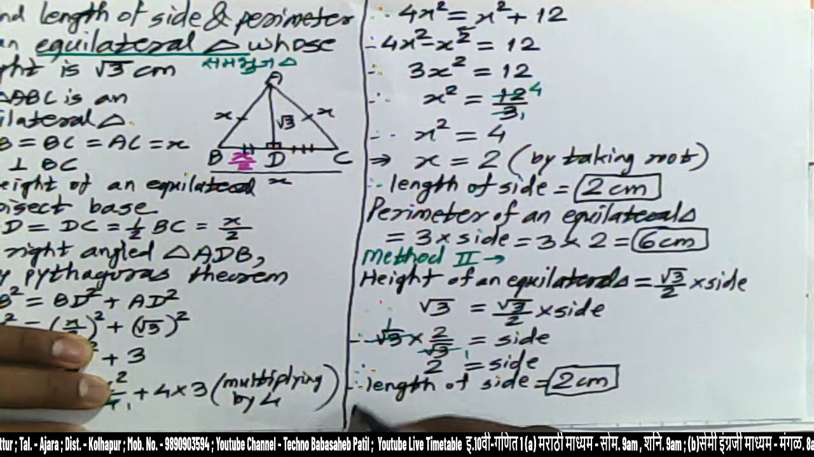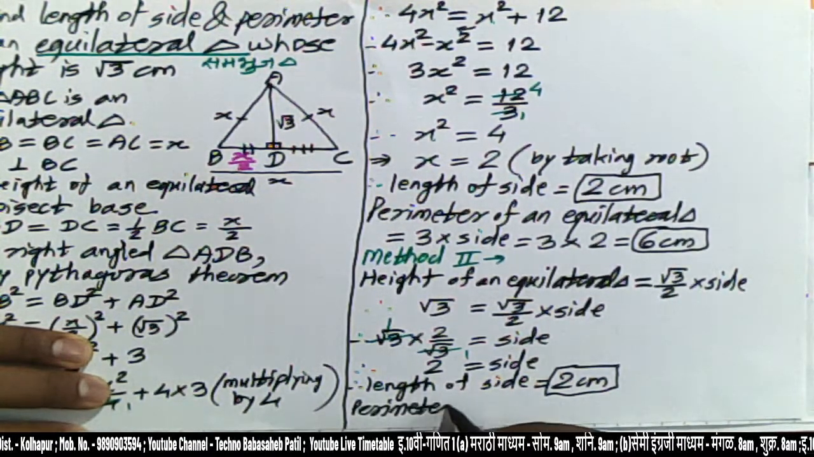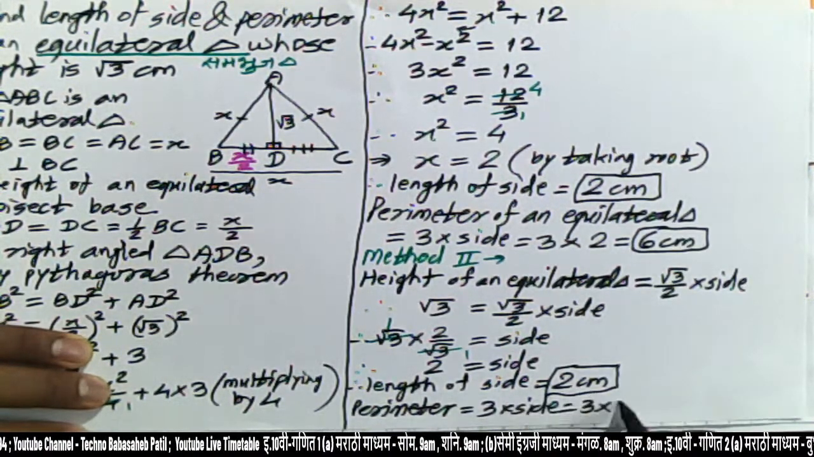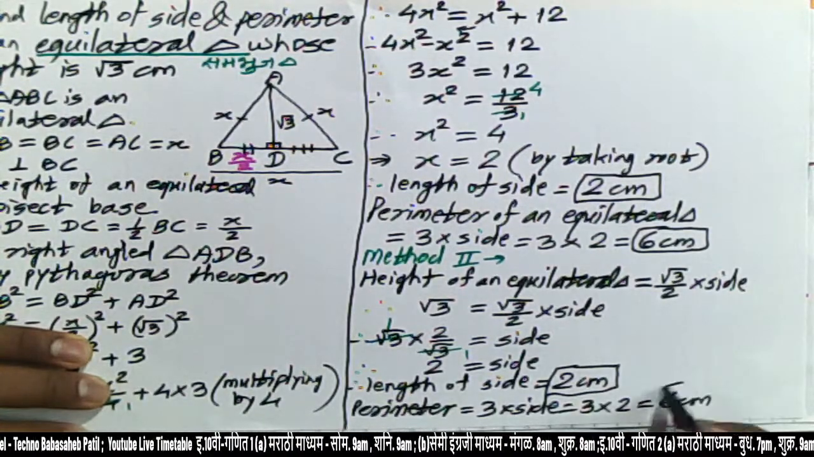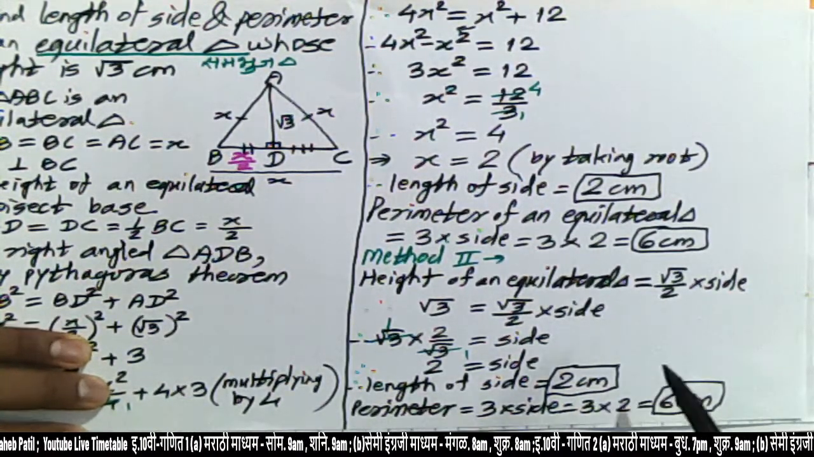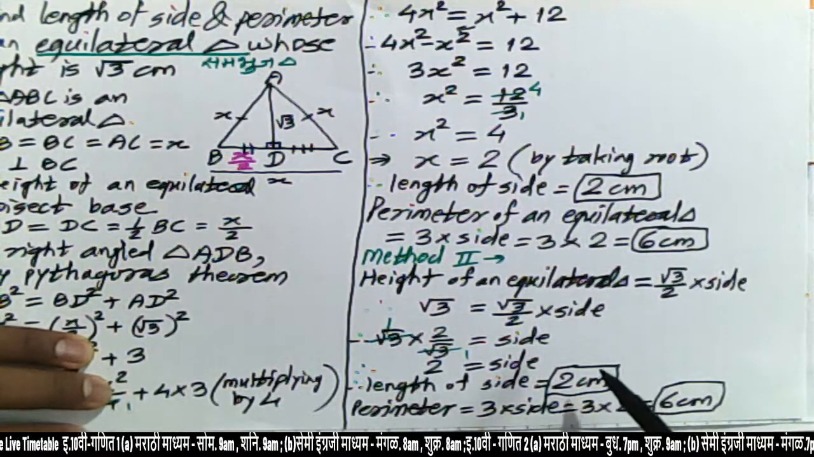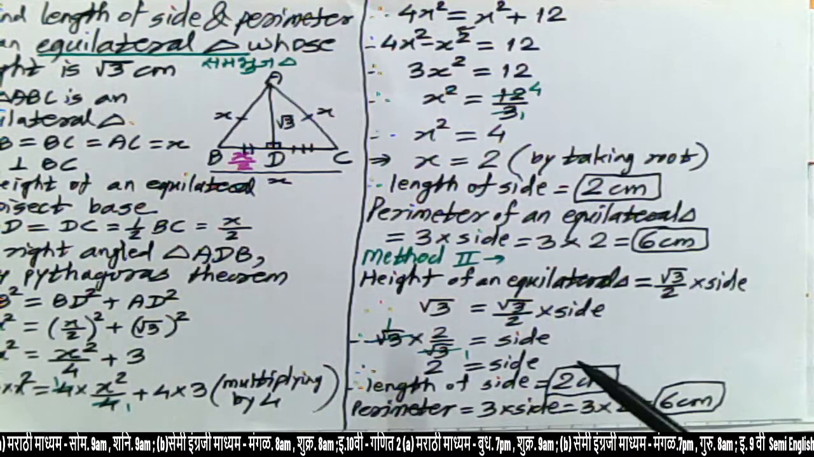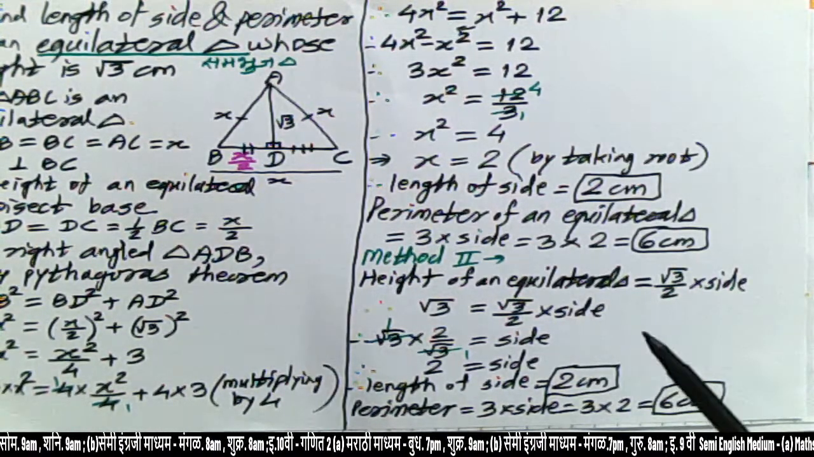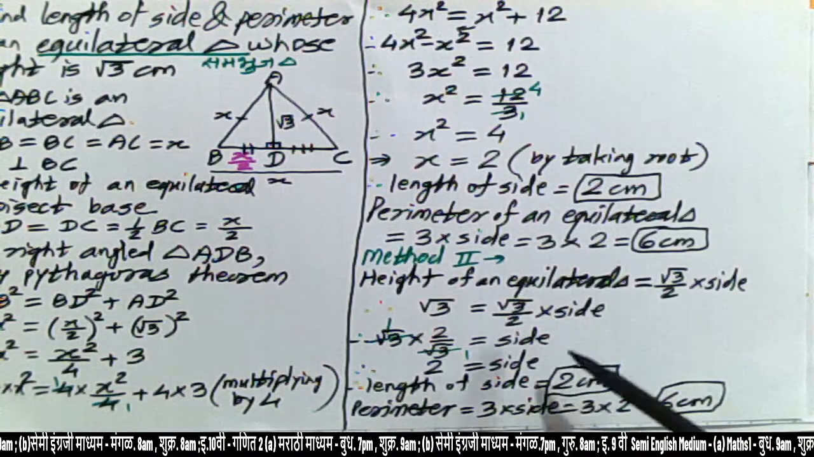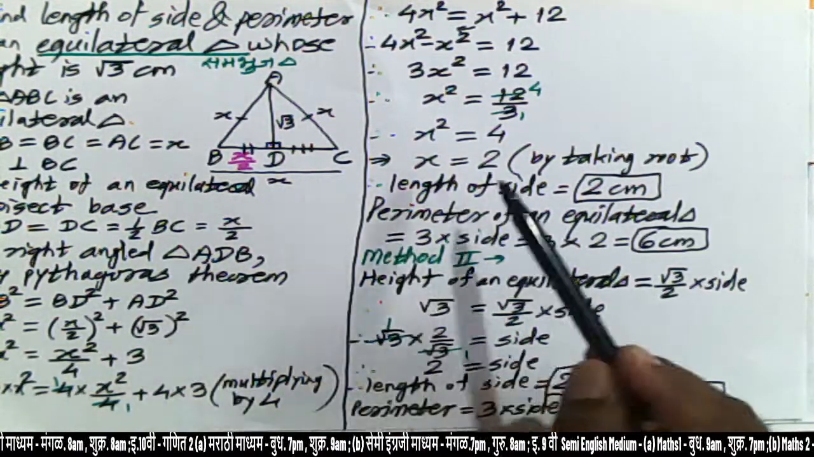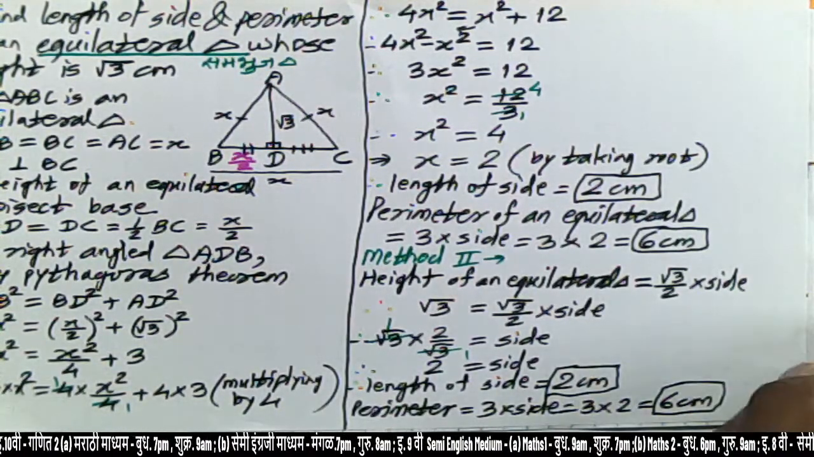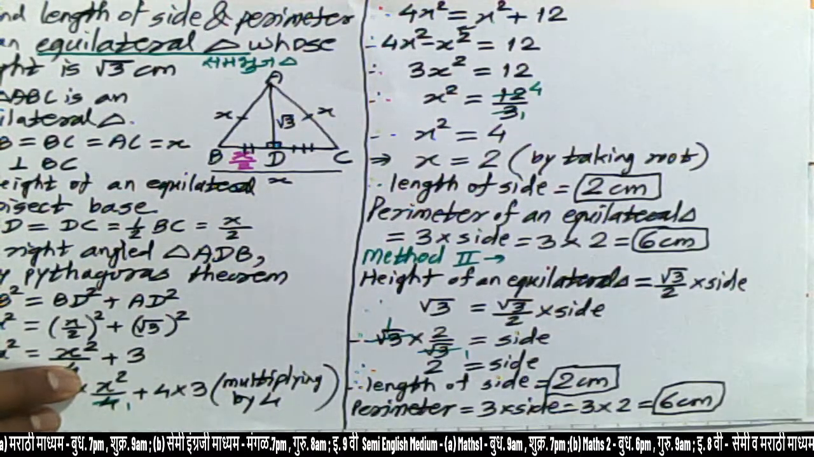And next question is perimeter is equal to 3 into side. 3 into side 2, and multiplication is 6 centimeter. This is the second method. The second method is short. This method is used for 2 marks and the first method is used for 3 marks. In this way, we can solve that example.